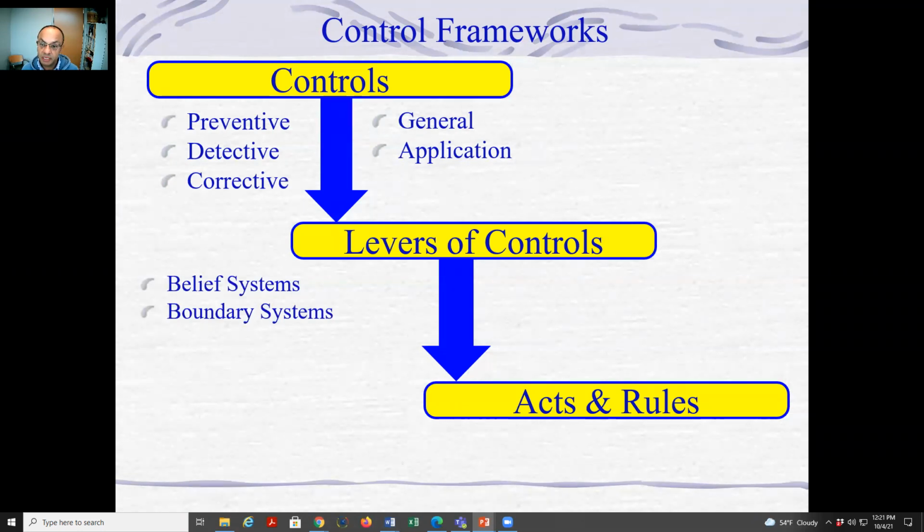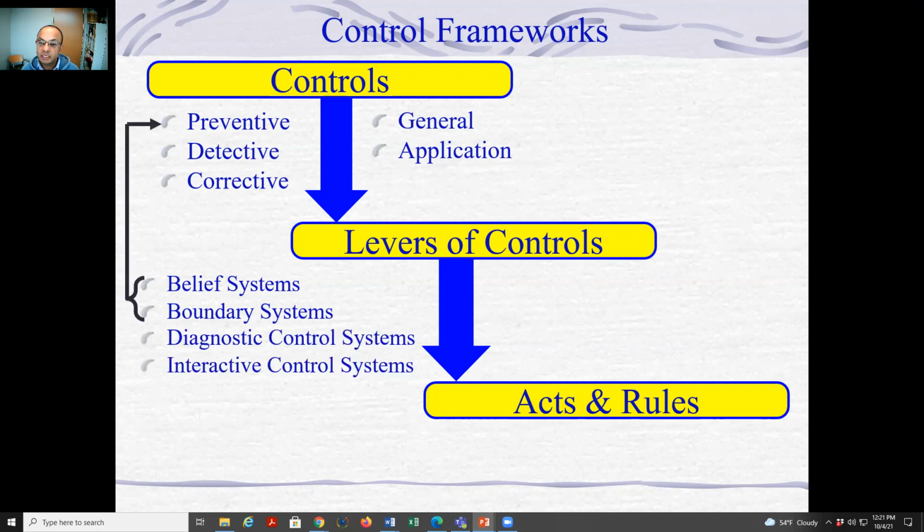And then we talked about four different levers of control. The first one, belief and boundary. And we said those two systems address the preventive control, the diagnostic addresses the detective control, the interactive addresses the corrective control. So they are matching together.